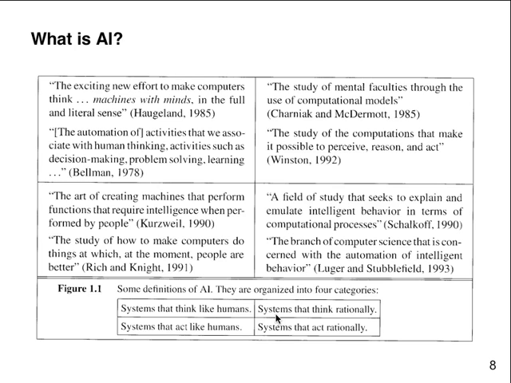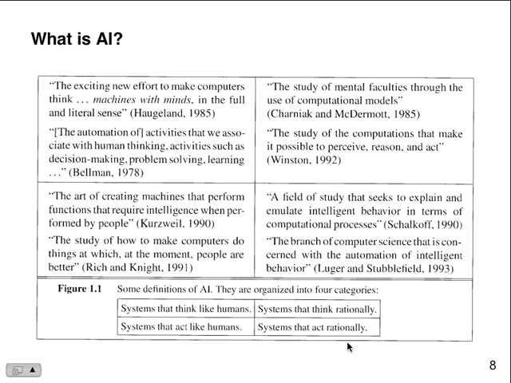So exciting new efforts to make computers think, machines with minds. This is right around the 85, full literal sense. They think like humans. So each one of these 4 are quotes that go in from each one of the 4 categories. So if I were to ask you on an exam, what are the 4 categories that you can place AI into from a historical perspective, they would be these 4 different categories. They would be looking at systems that think like humans, act like humans, or they think rationally or act rationally.